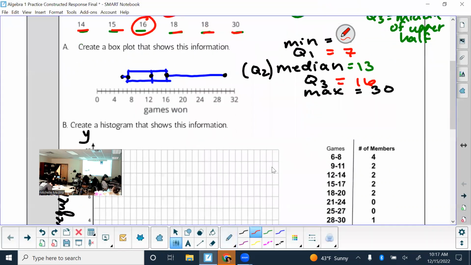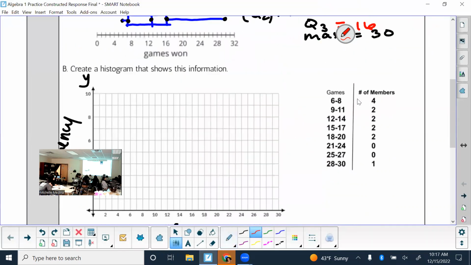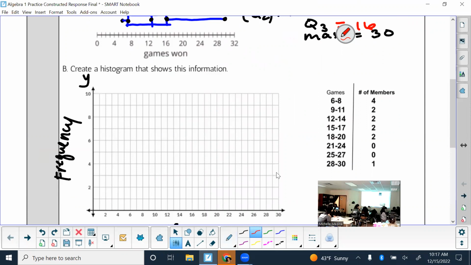So when you're making a histogram, they already give you the frequency. So you just have to make sure you're putting it at the right places. So from 6 to 8, starting at the 6, ending at the 8, we have 4 members.